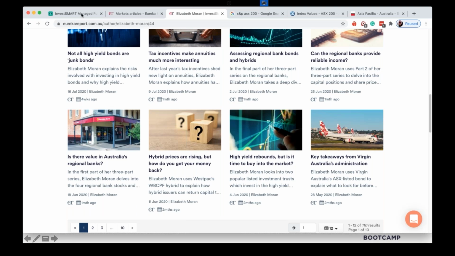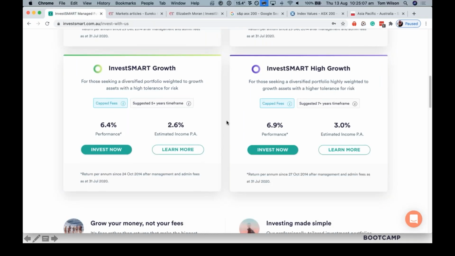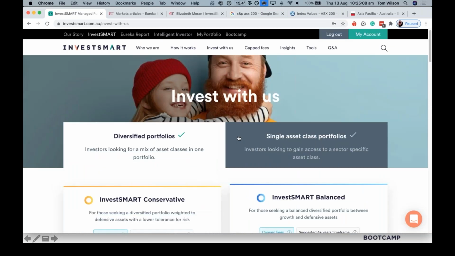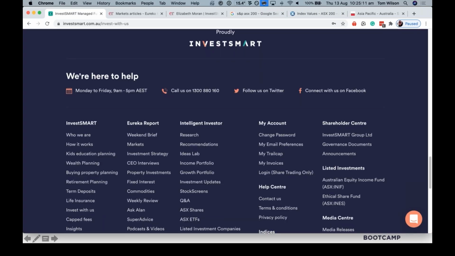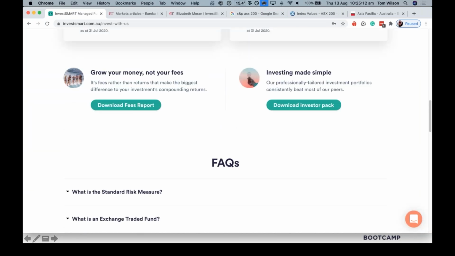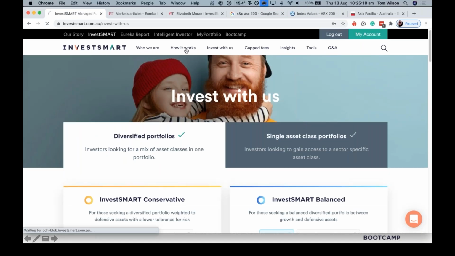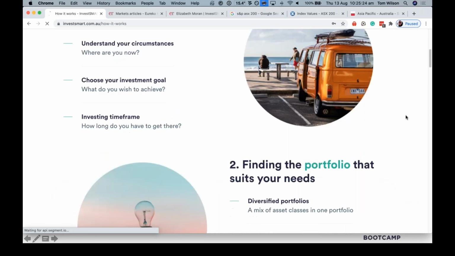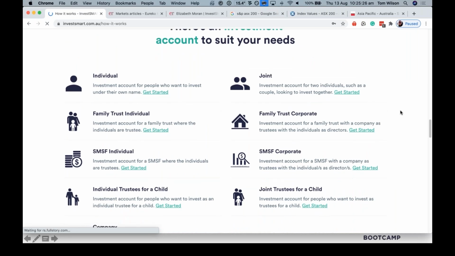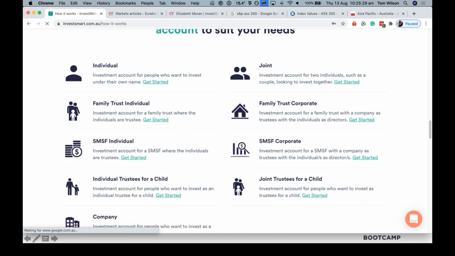We do offer on the managed portfolios the option to set up an account for children. And that's been very, very popular actually. Recently, we've had a lot of inquiries from grandparents and parents and uncles and aunts about setting up accounts. So you can set up as a trustee for a child, or even a joint trustee, so parents of children or grandparents. So that's possible as well.